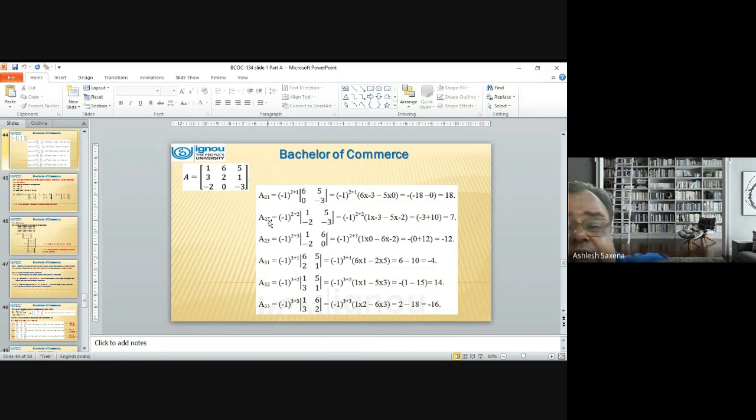Similarly, A23, it is an odd number. Whatever is the answer you are going to get, multiply it with minus 1. This comes out to be minus 12. A31, minus 4. 3 plus 1 is 4, 4 is an even number.